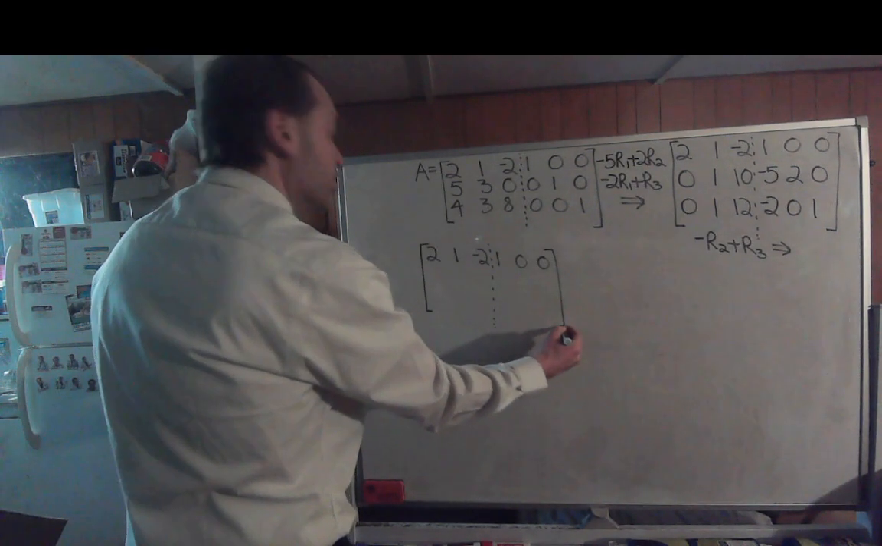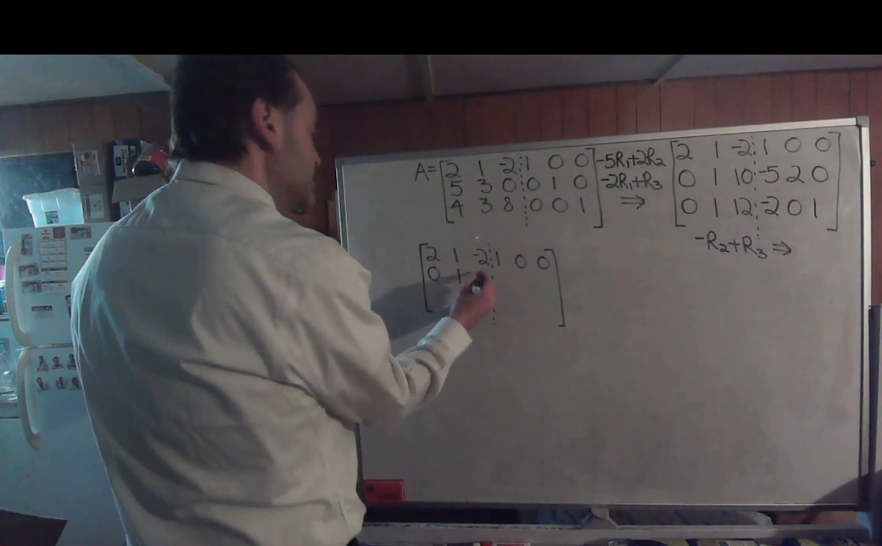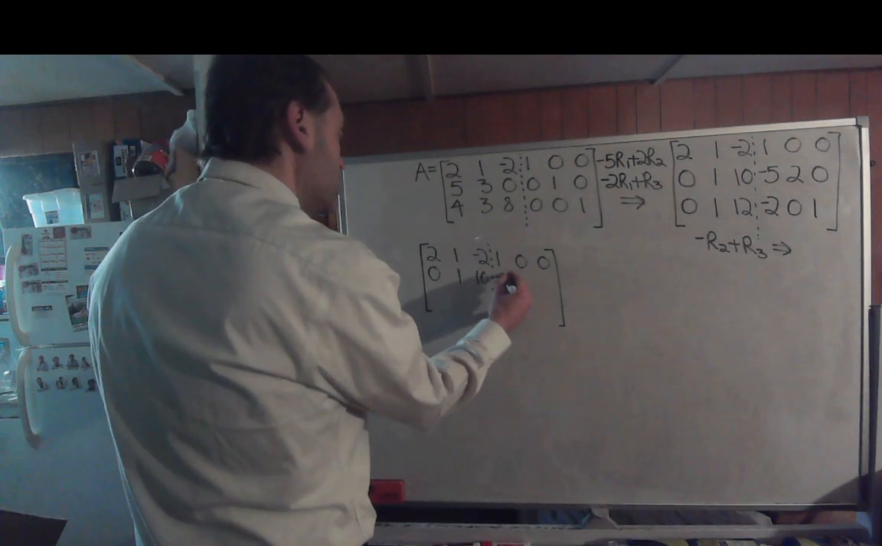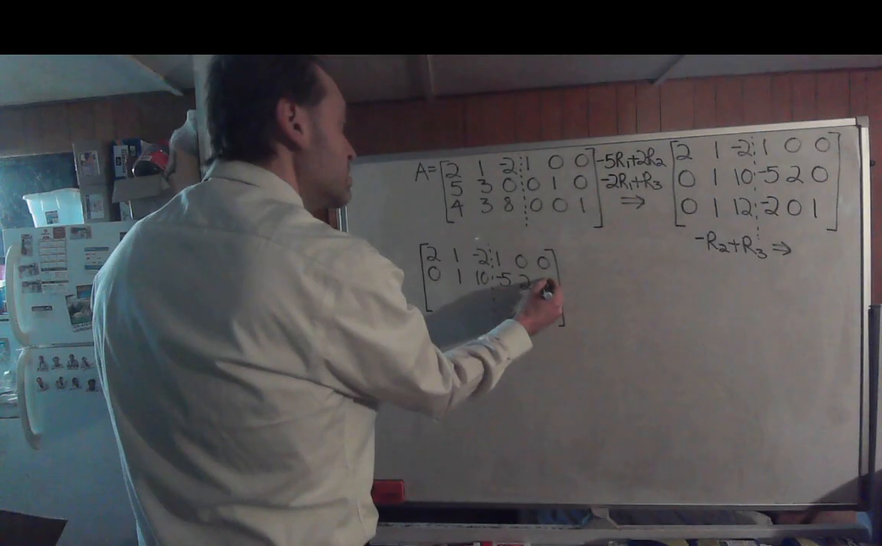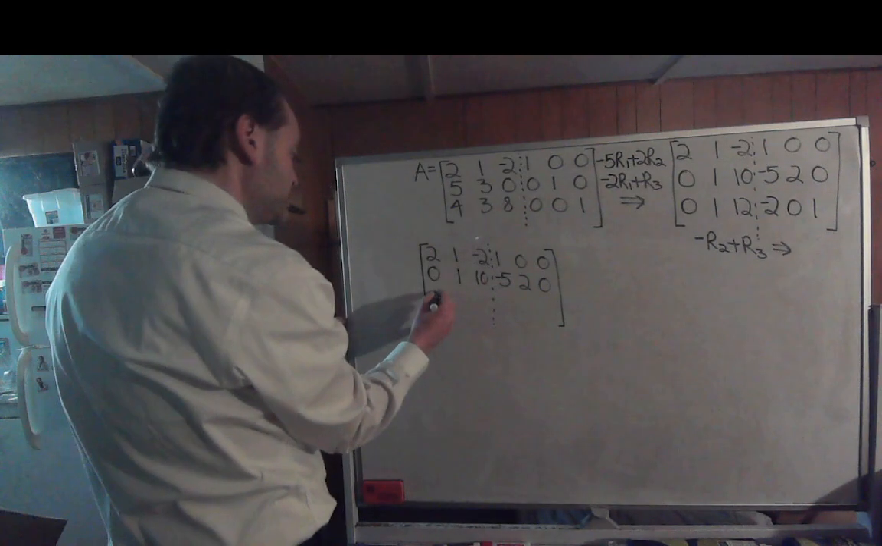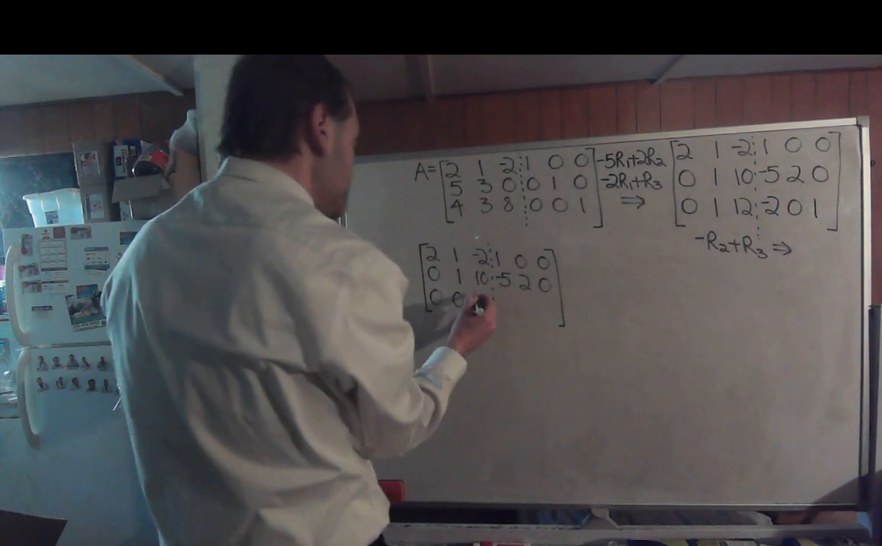Alright, now row 2, we're still leaving row 2 alone just for the time being. Alright, negative of 0 is 0, plus 0 is still 0. Negative 1 plus 1 is 0. Negative 10 plus 12 is 2.